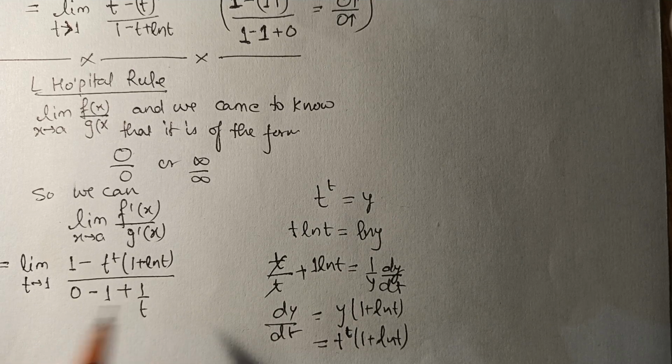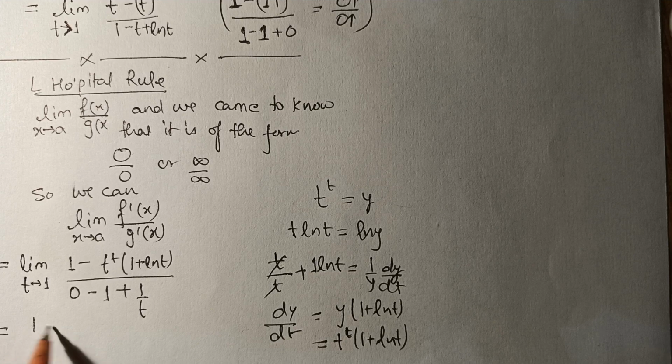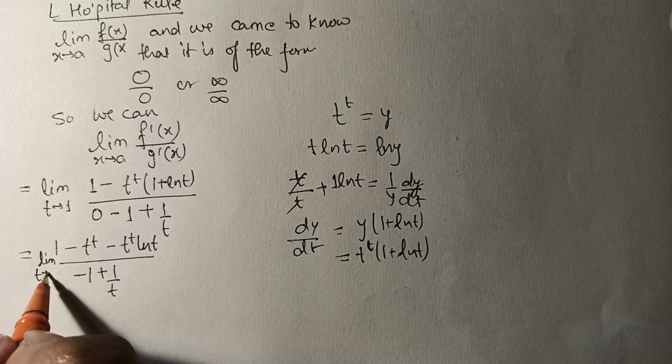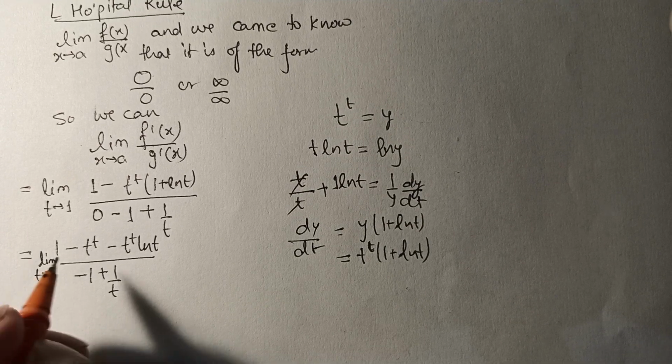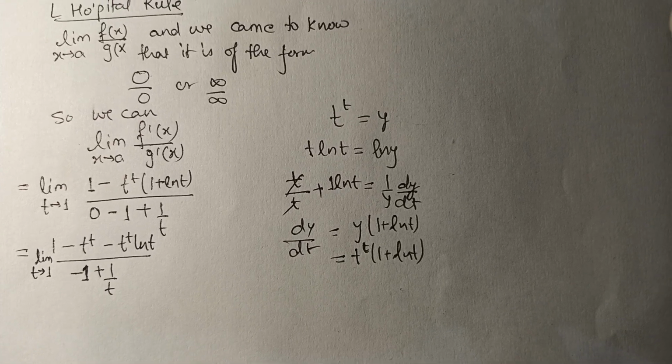is 1 by t. So now we simplify it: 1 minus t raised to power t minus t raised to power t ln t upon minus 1 plus 1 by t. And yeah, sorry, I forgot to write the limit, just t tends to 1. Now we observe once more. Now we treat it as a separate limit. Now we'll analyze it once more.